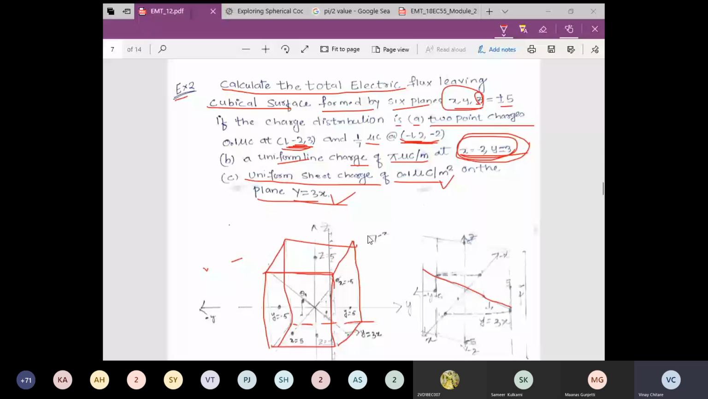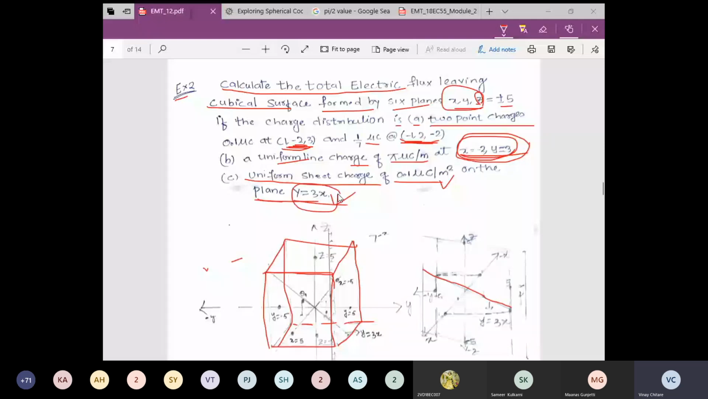Say if they had given a plane z equal to pi, something like this, then this problem would have been quite simple. We could have found the area of this plane z equal to pi, multiplied it with rho s, and found the total charge enclosed. But instead they have given a plane y equal to 3x. It's actually the equation of a line.